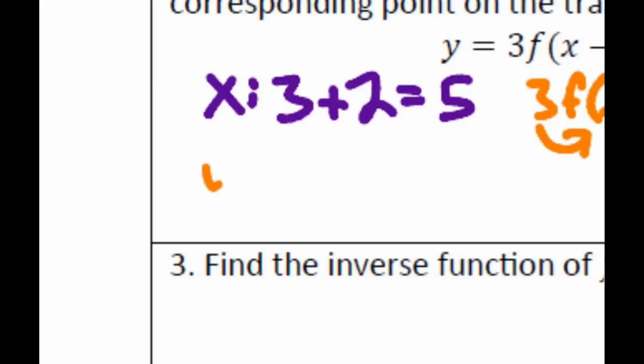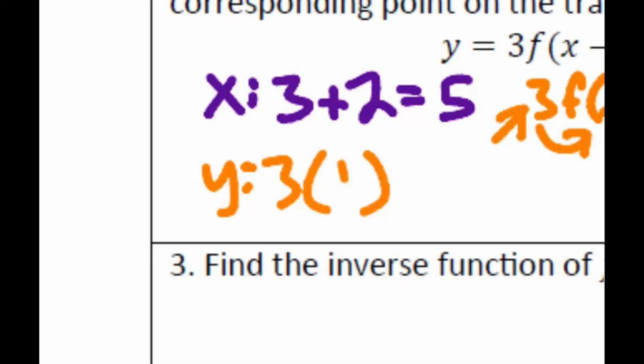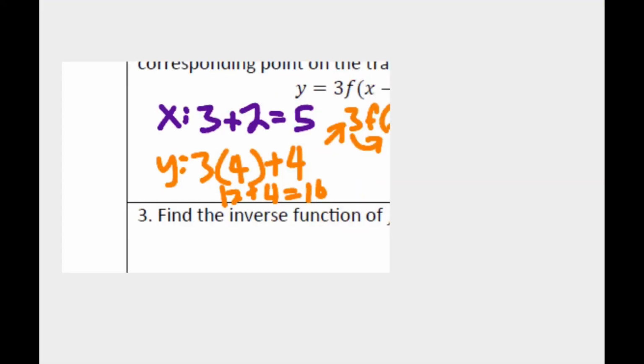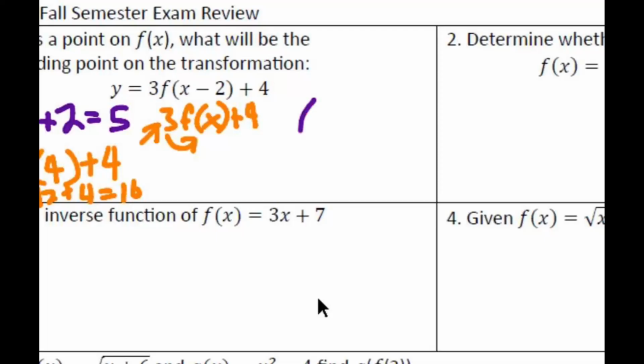So now, if I'm looking at my y's, I'm going to take my original y value, which is 4. Let me write this out like this. So I have 3 that's coming from this guy times my y value of 4. And then I have the plus 4 at the end. So that's just 12 plus 4, which is 16. So my new transformed point should just be at the point (5, 16).